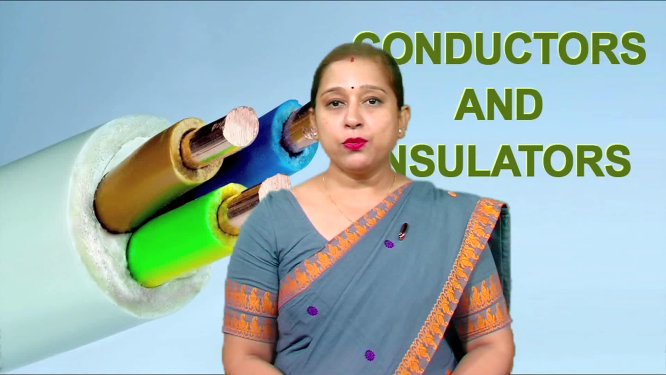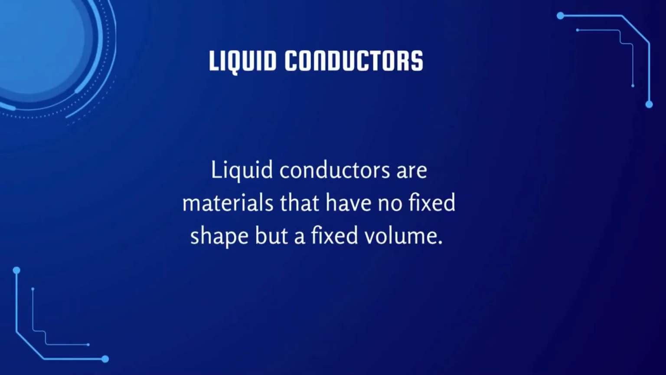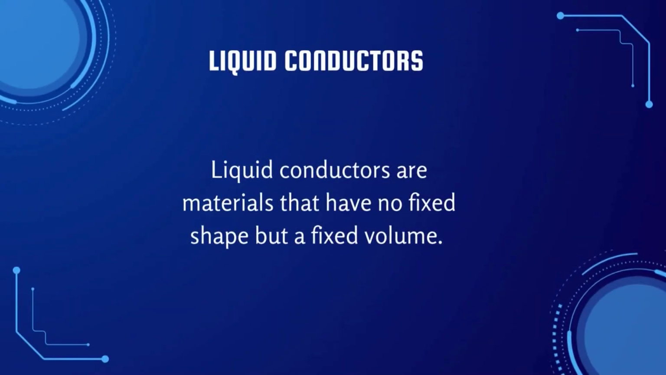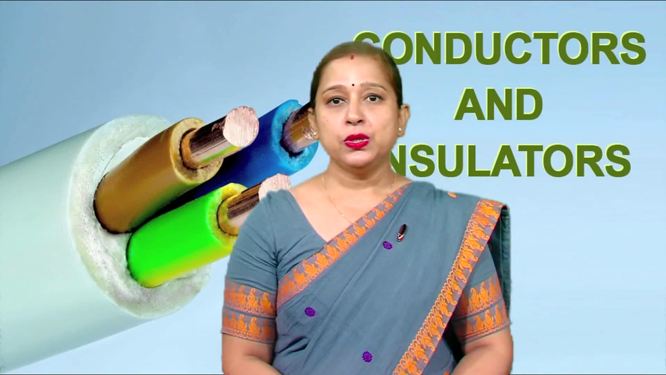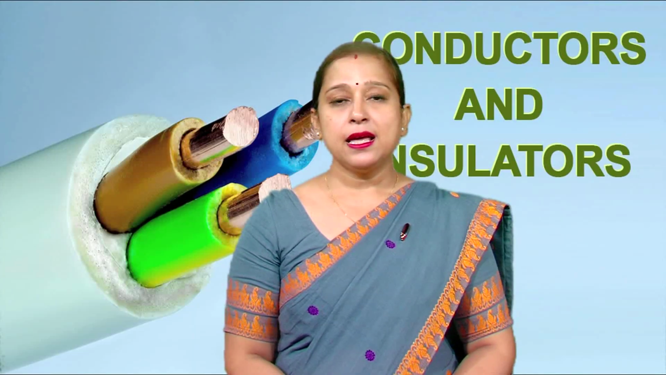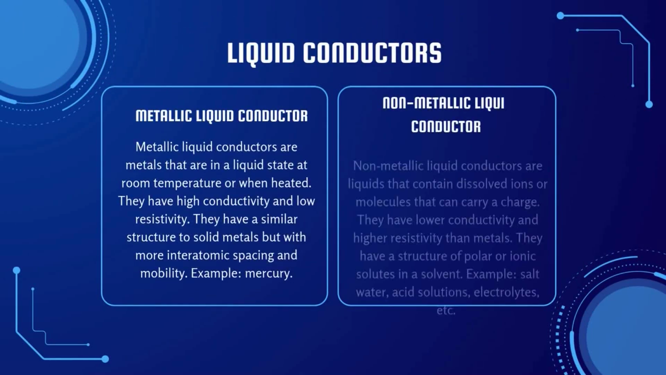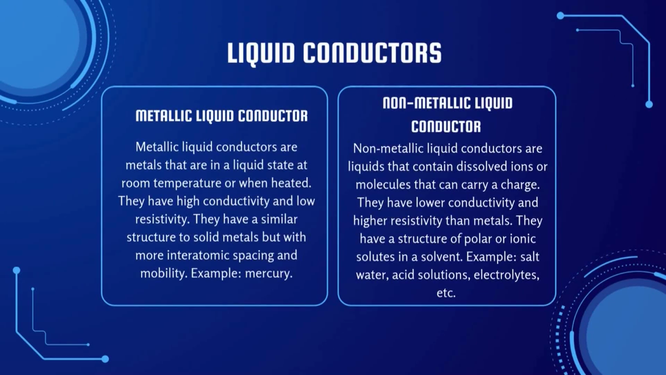Then if we go for the liquid conductors, these are materials that have no fixed shape but a fixed volume. They can be further divided into metallic and non-metallic conductors. Metallic liquid conductors are metals that are in a liquid state at room temperature or when heated. They have high conductivity and low resistivity. They have a similar structure to solid metal but with more interatomic spacing and mobility. An example of a metallic liquid conductor is mercury.